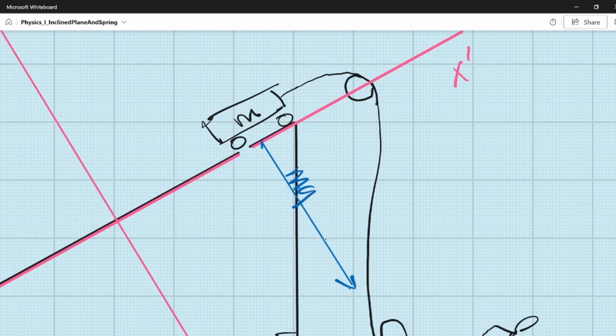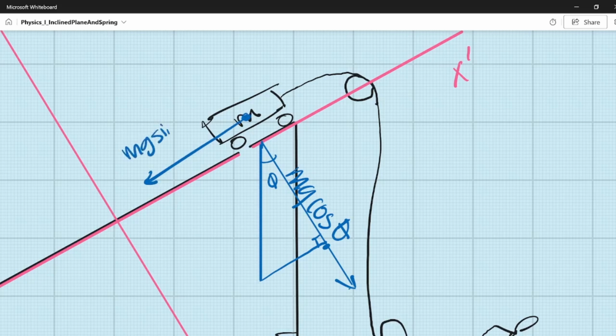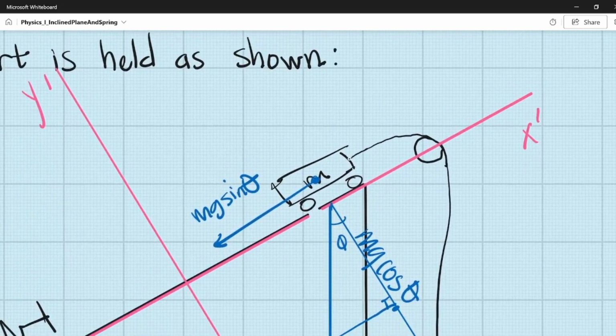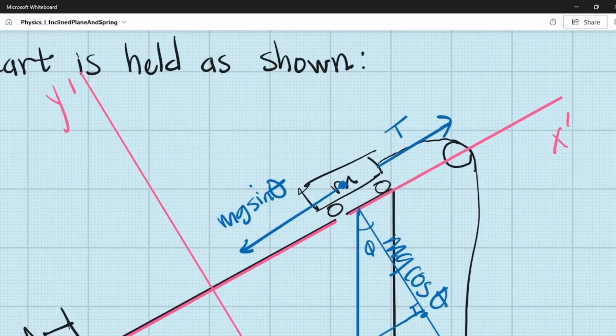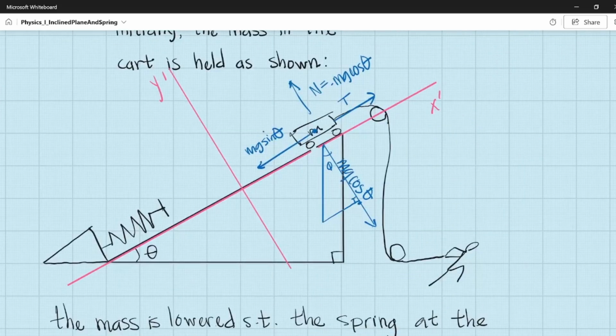Let me draw the triangle. This is the side adjacent to the angle theta. This one, I can use the principle of transmissibility to translate this vector up here, and this is the mg sine theta. Because our forces need to balance, in order to hold this in place, we've got to be applying some tension force on this rope to balance it out in the x prime direction, and then the normal force associated with the weight of the cart. And we have everything we need to start writing our kinetic equations.